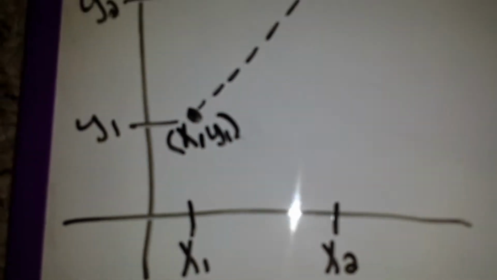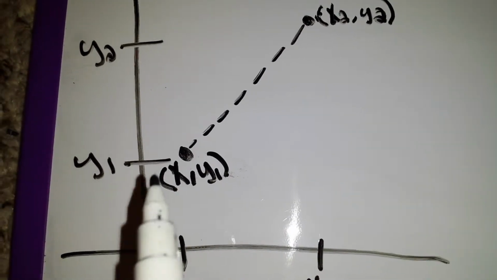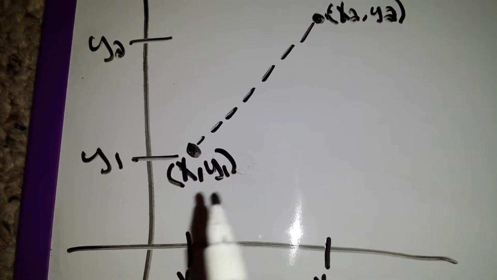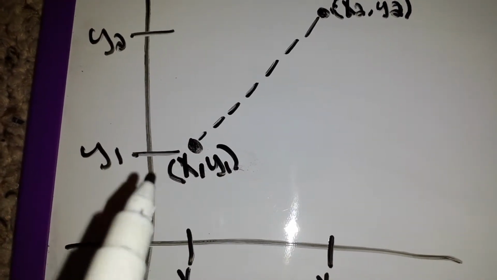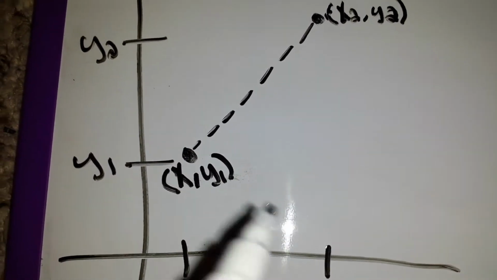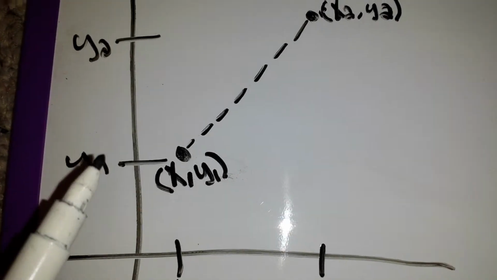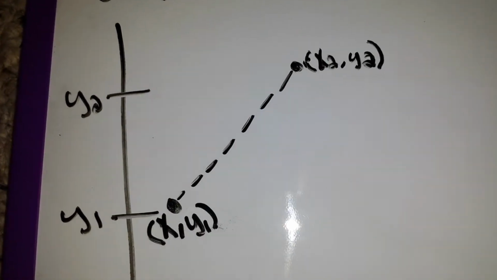So now let's just look at this. I am not using numbers. I'm just labeling these as x and y. So we have x1, y1, x2, y2. And really you're just trying to find the distance between these two.